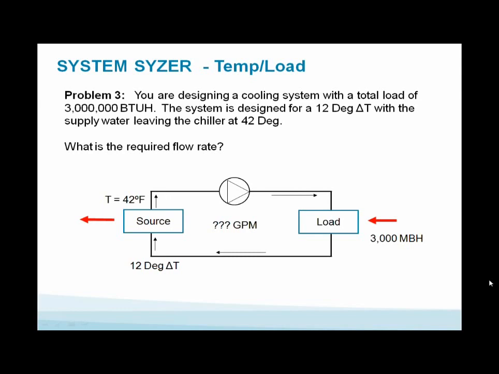3,000 MBH. Let's go to a chilled water system where we're supplying 42 degree water at a 12 degree delta T. So what would that mean? That would mean that my return would be what? 54. My supply would be 42, and my load is 3 million BTUs. How many GPM do I need in my chilled water system through my chiller to deliver that many BTUs?